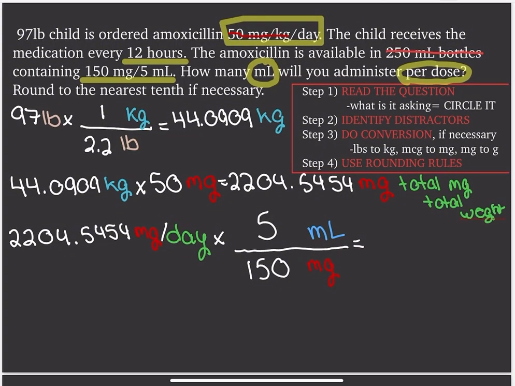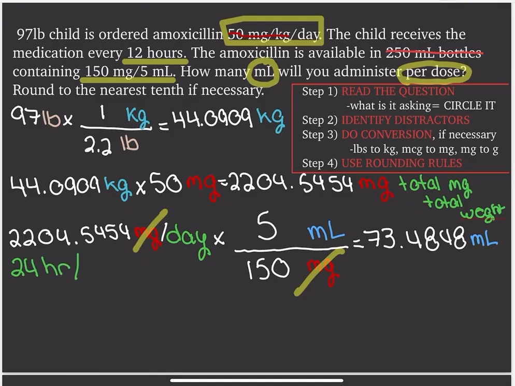150 milligrams will go on the bottom because they will cancel each other out. So make sure you cancel them out. And the only thing we're left with is milliliters. So it will be 2,204.5454 times 5 divided by 150. That gives us 73.4848 milliliters. Now the question is asking us how much per dose.